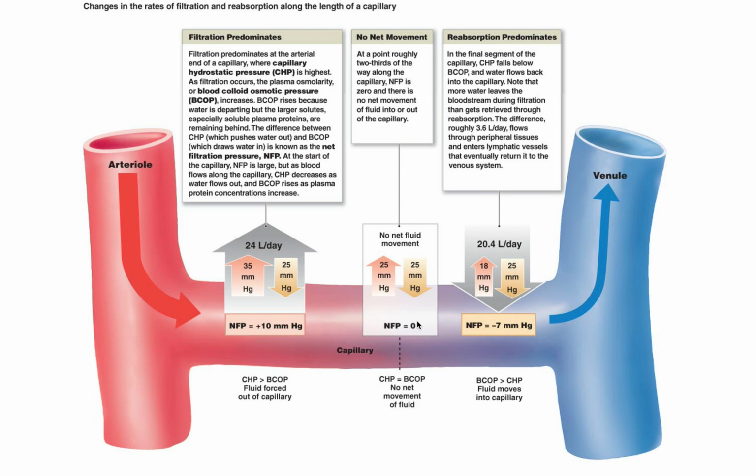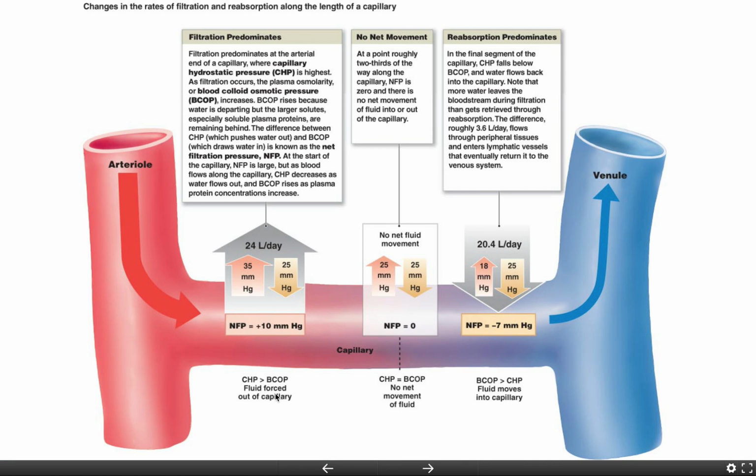And depending on what part of the capillary you're at, those pressures change. So at the arterial end of a capillary, this is where the blood pressure is the highest. So the hydrostatic pressure at this point is higher than the blood colloid osmotic pressure, and water and solutes leave the capillary. So they're going to leave the capillary and go out into the tissues. In the middle, the pressures are equal and there's going to be no net fluid movement. It's not actually in the middle, it's more like it's closer to the venule end.